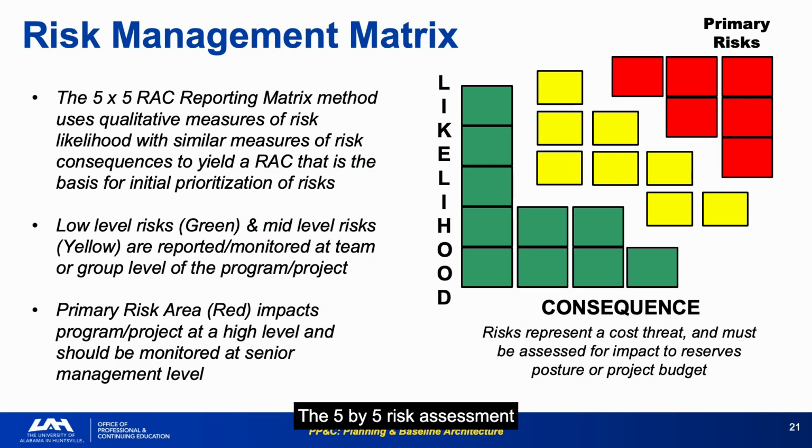The 5x5 risk assessment matrix maps likelihood against consequence to produce the green/yellow/red risk classification that determines escalation level and management reserve implications. My general rule: green risks are manageable at the project level. Yellow risks may need institutional support, and red risks require agency-level intervention.